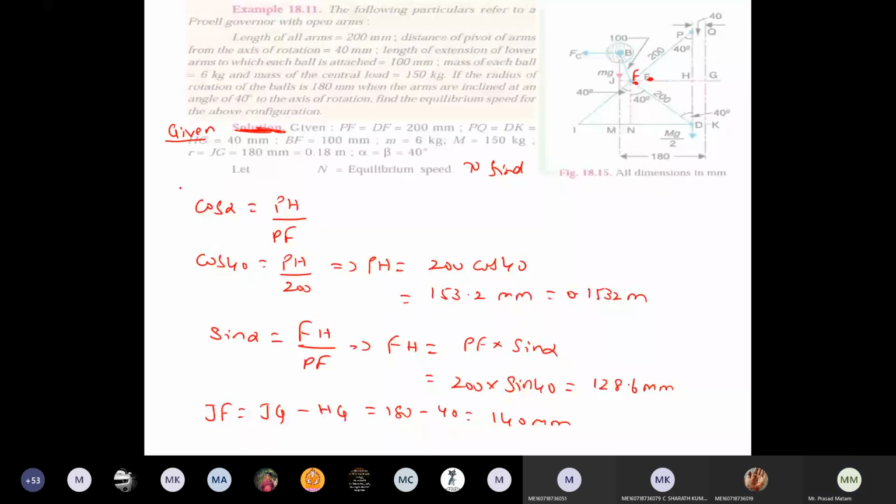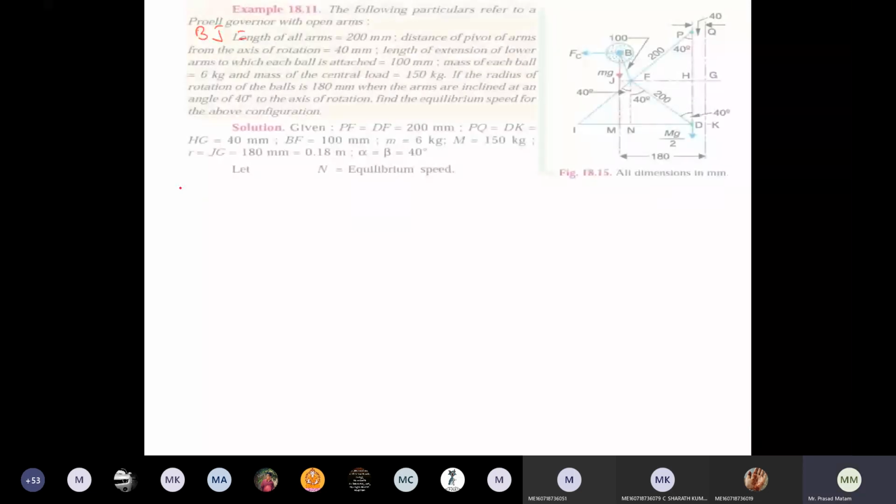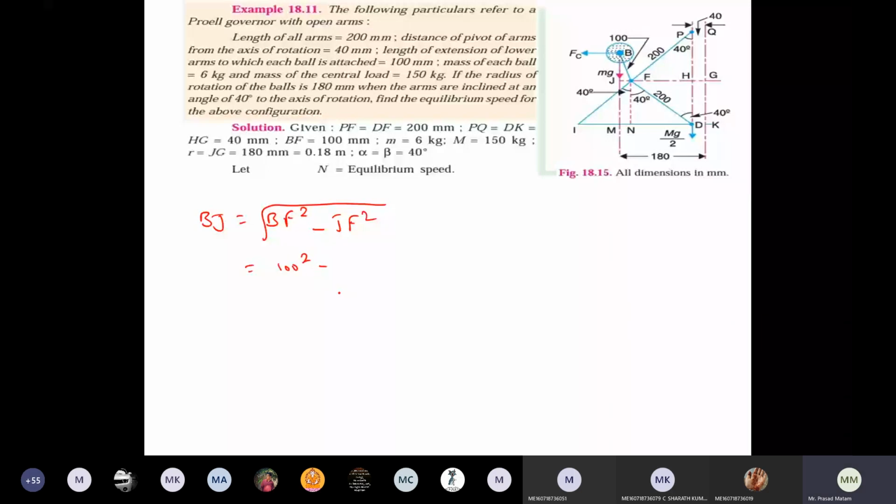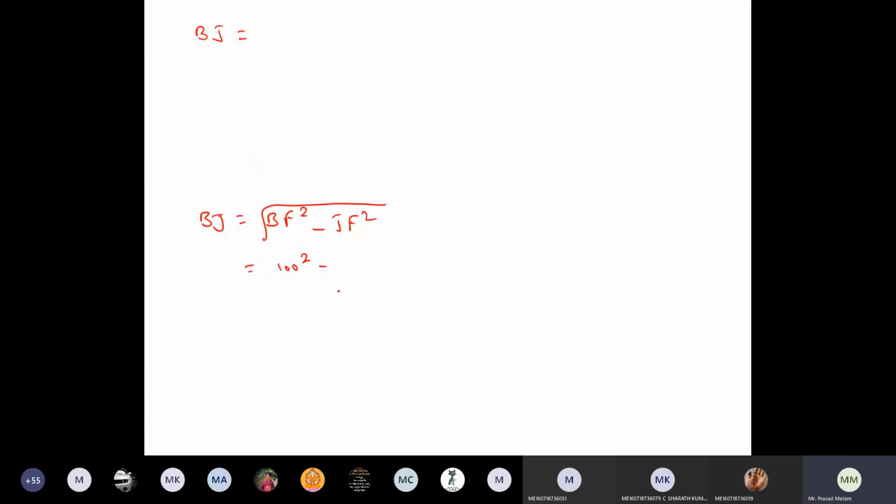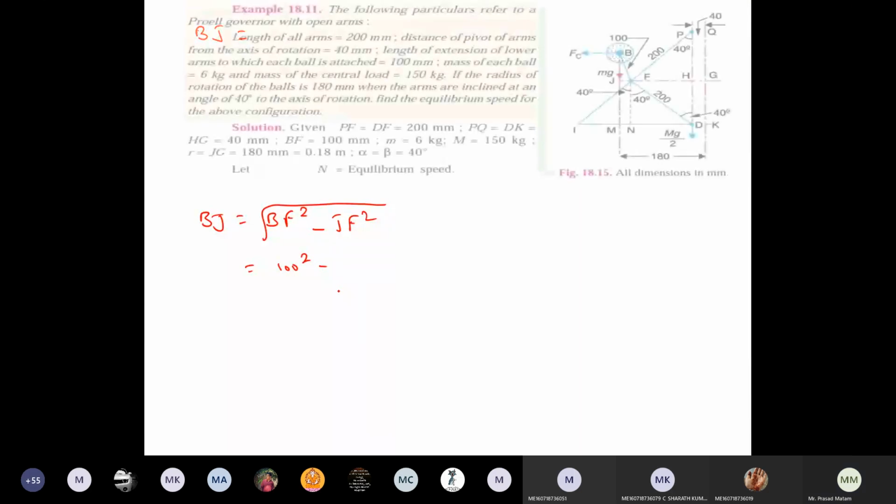Okay, this is done. Let us find BJ from this. Tell me how to find this BJ value. It is the square root of BF square minus JF square. So BF we know as 100 mm. You can see here this distance of 100 mm is already given, and JF is 11.4 mm. Already we have found it earlier, I think.